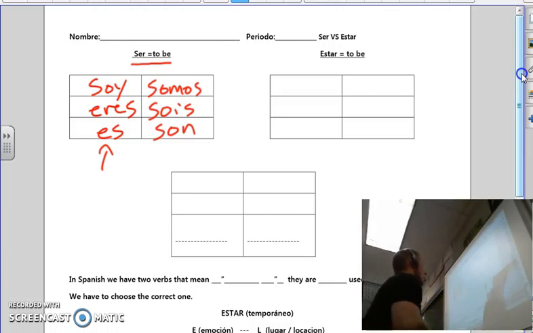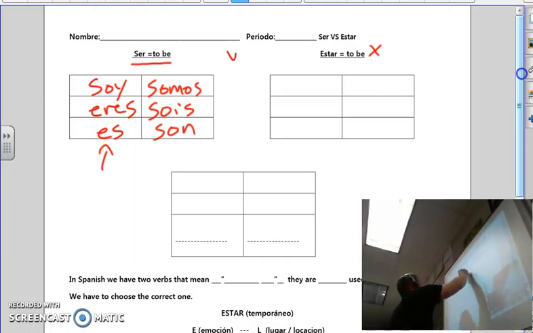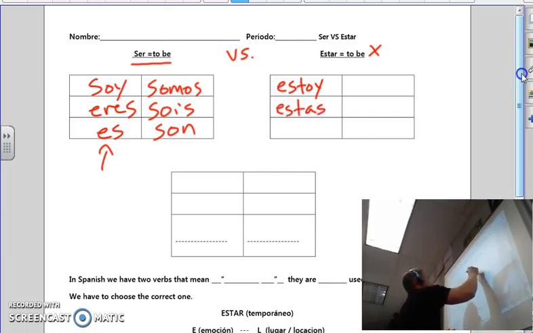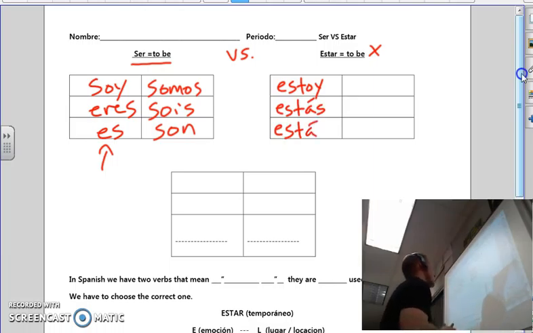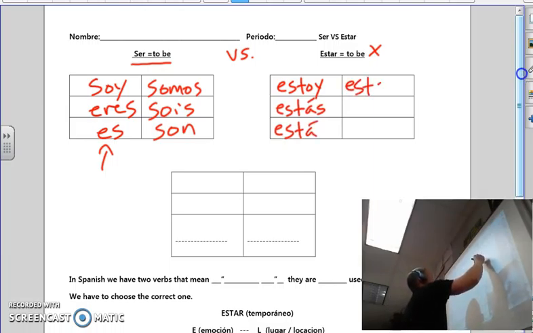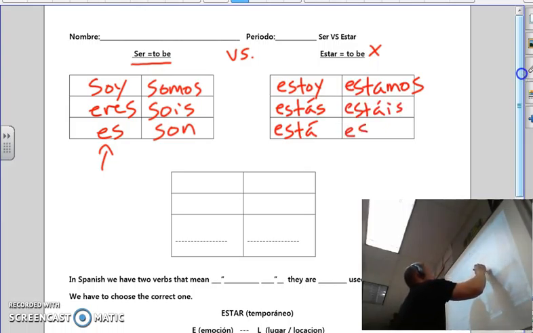Capítulo 4, we learned estar. And I introduced this idea to you a little bit, how these two verbs kind of battle each other. We have estoy. And then we break into all of these accents. Estás, está, the accents are very important. Estamos, it's basically an AR verb now with some accents. Para mis españoles, estáis y están.